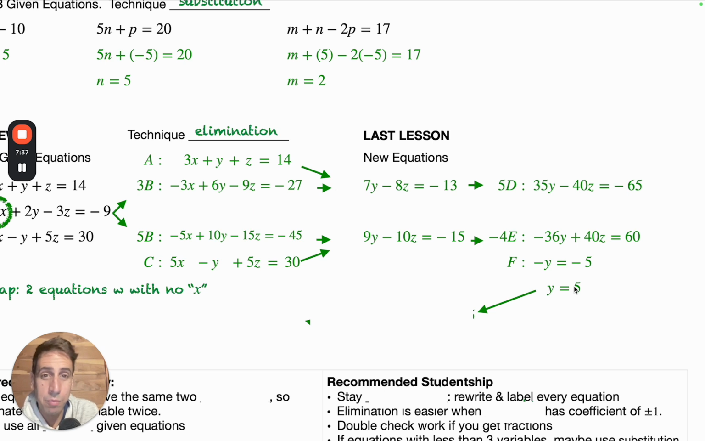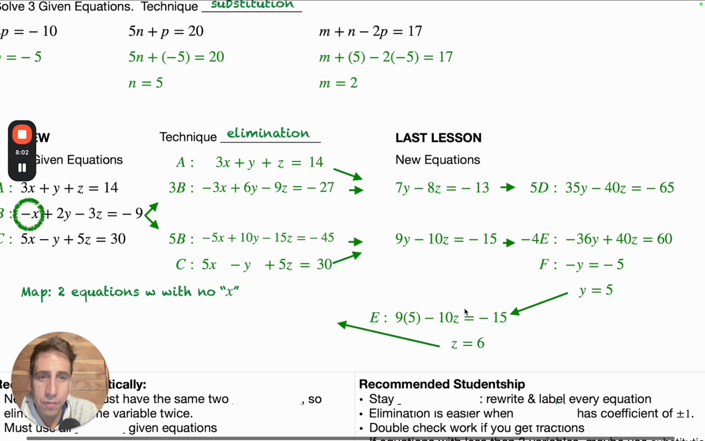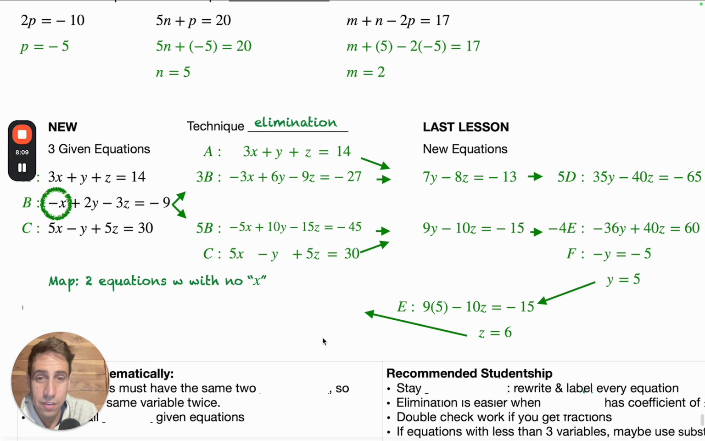I'm going to take that and put it back into one of these two equations. I'll put it into equation E down here, and I get 9 times, no longer y, but 5, minus 10z equals negative 15. Just rewriting this equation E with a 5 in it. All right, so y equals 5. I figured out this is one equation with one unknown, and I can solve it. When I solve it, I get z equals 6.